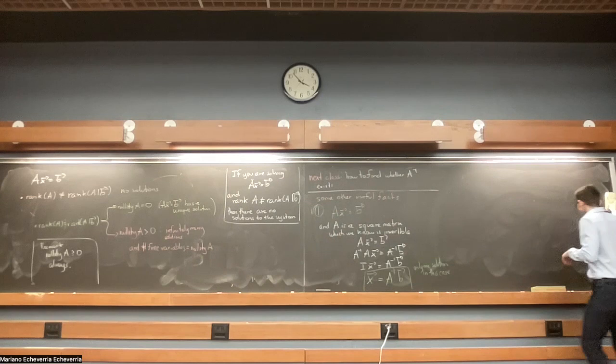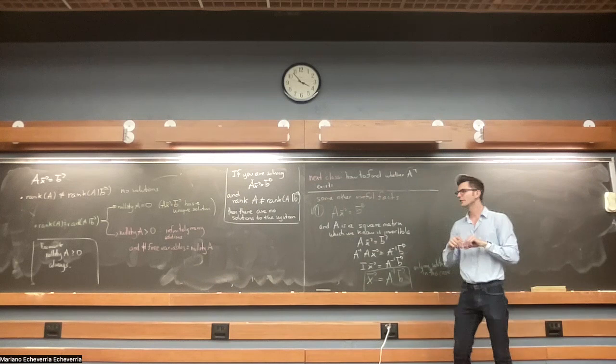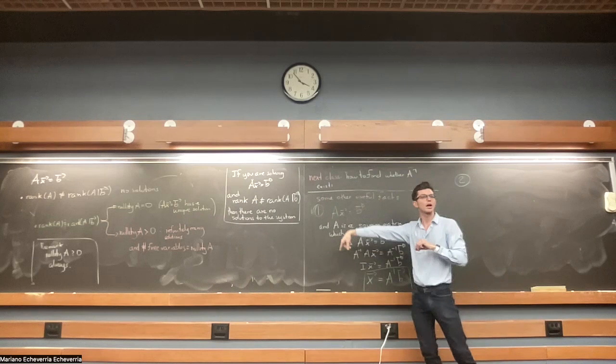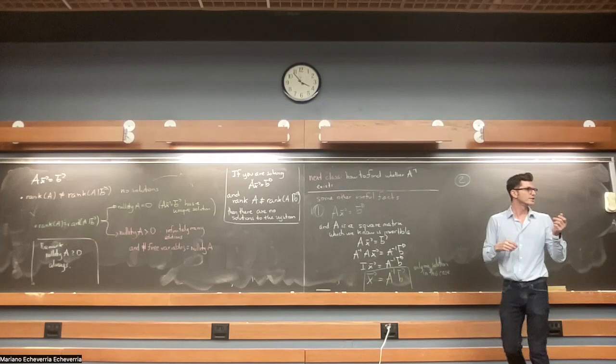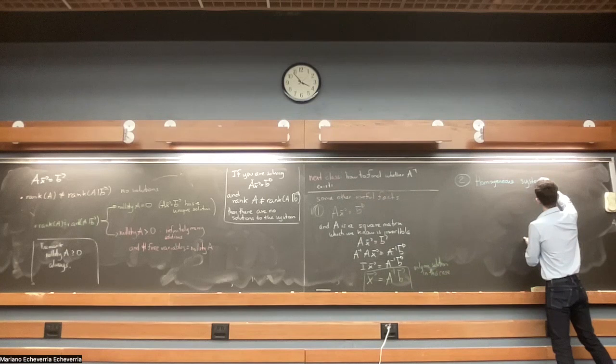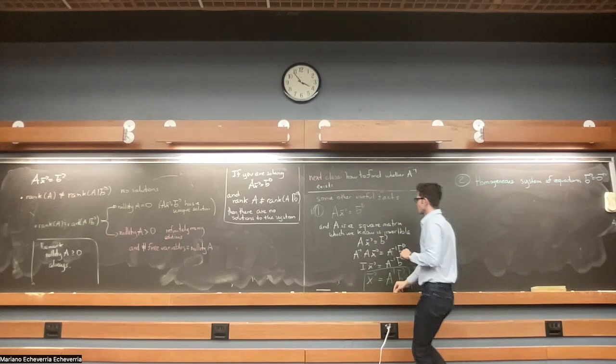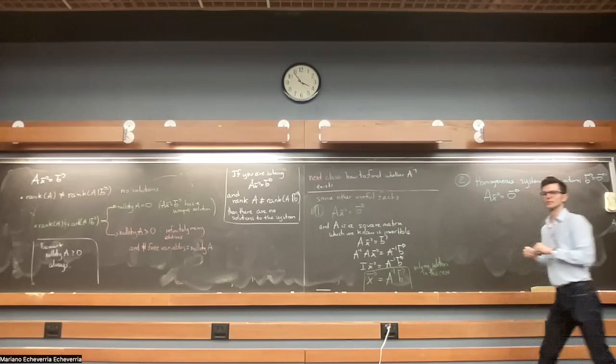Here's another interesting case, again just to finish today. One case which is interesting is when A is invertible. Another case which is interesting is when you choose this vector to be the vector zero. So all the constants on the right-hand side are set equal to zero. This is called the homogeneous case, or a homogeneous system of equations, where b equals a zero vector. So what you're trying to solve now is Ax equals zero. Every number on the right-hand side of your system is zero.